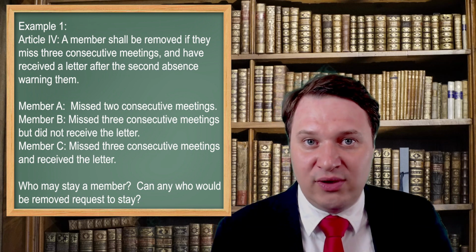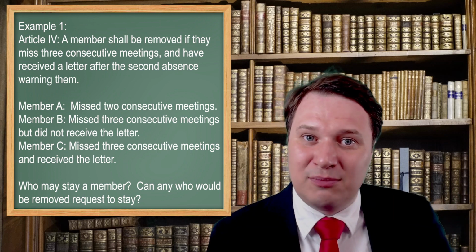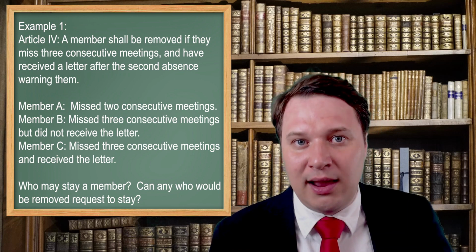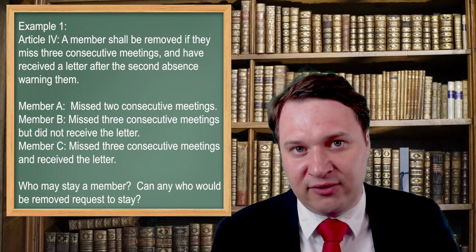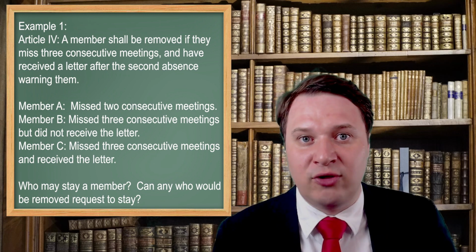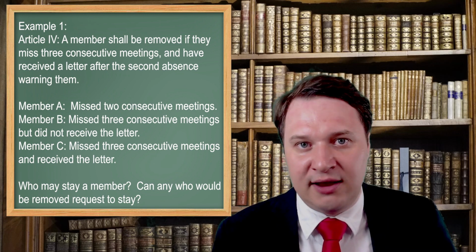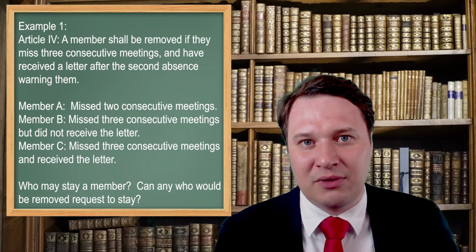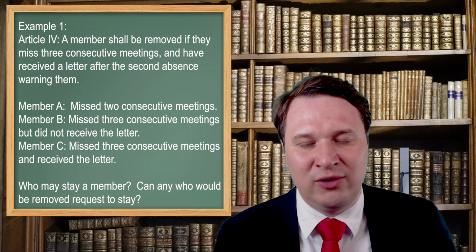They have to miss 3 consecutive meetings, and after the second meeting, they have to receive a warning letter in order for the entire bylaw to be complied with. By the way, this is why if you're in charge of sending out those letters, you'll want to do it with some kind of registered mail to prove that the letter went out. And so that would be an important practice to do in the organization.